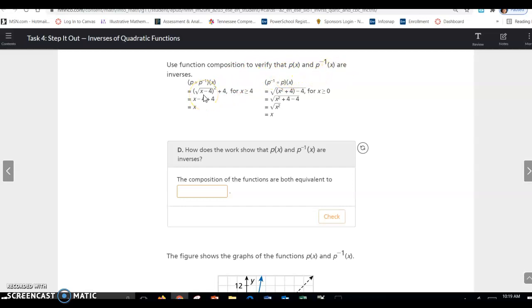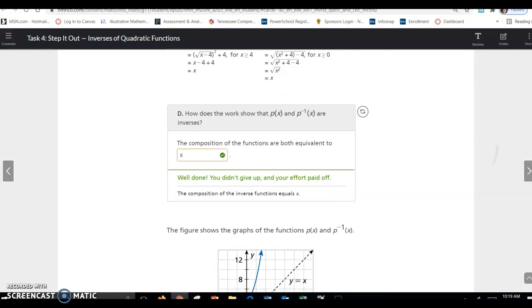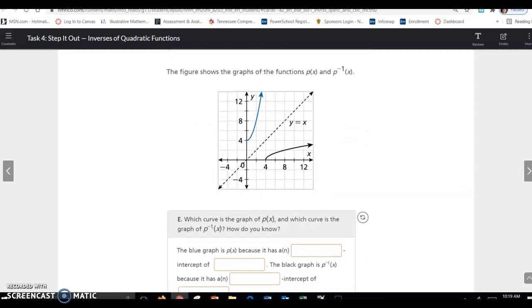All right, so use function composition to verify that p of x and p inverse of x are inverses. So they went through the process of doing the composition of functions, and it shows that p of p inverse of x is x, and p inverse of p of x is also x. So how does it work to show they are inverses? The compositions of functions are both equivalent to x. So when you do composition of functions and you get the same thing, that shows that they are inverses.